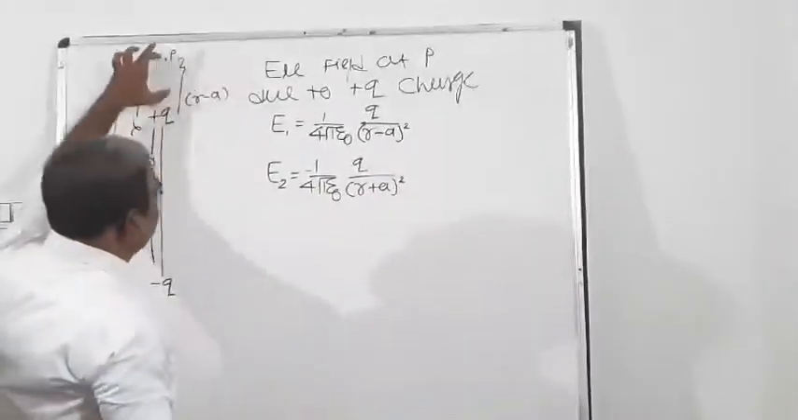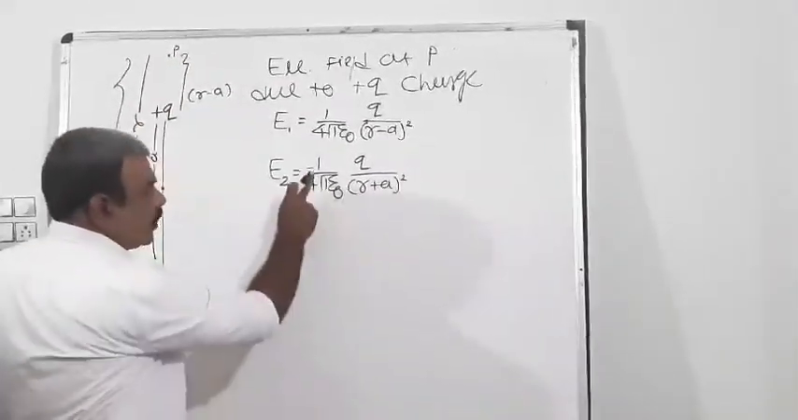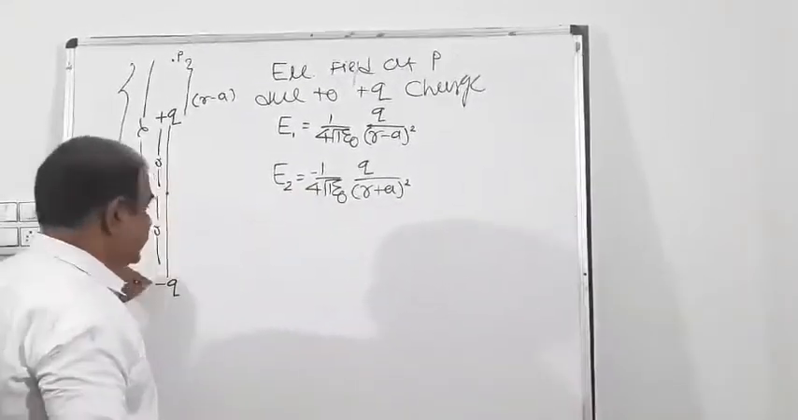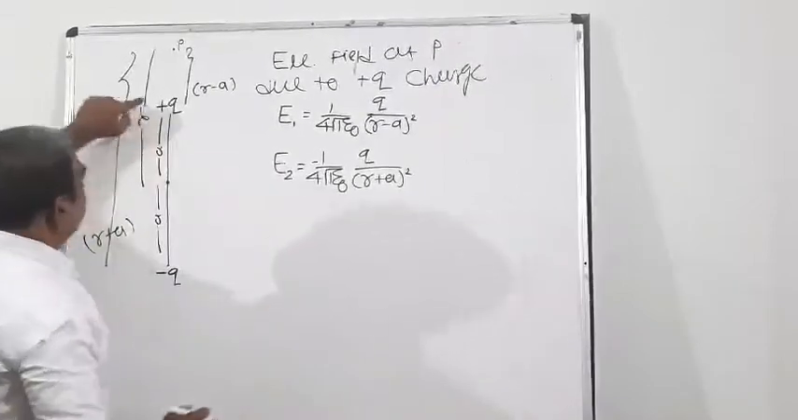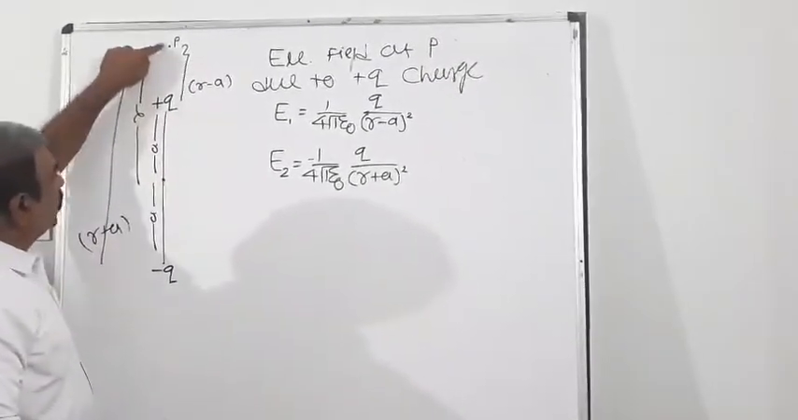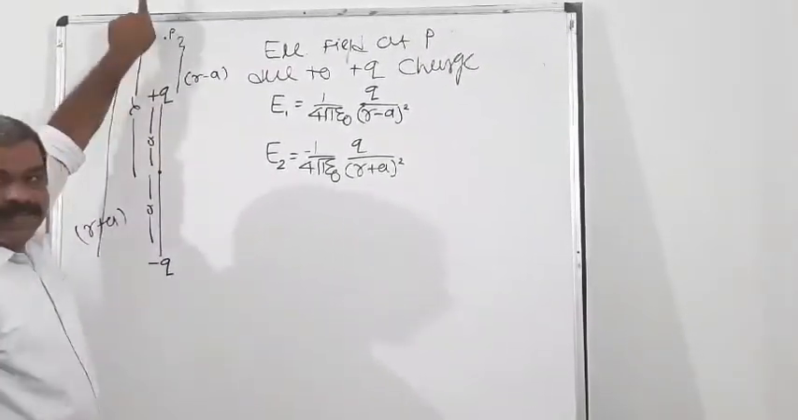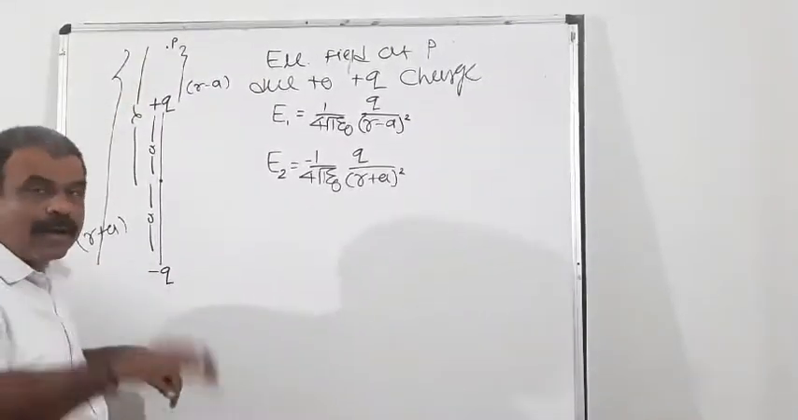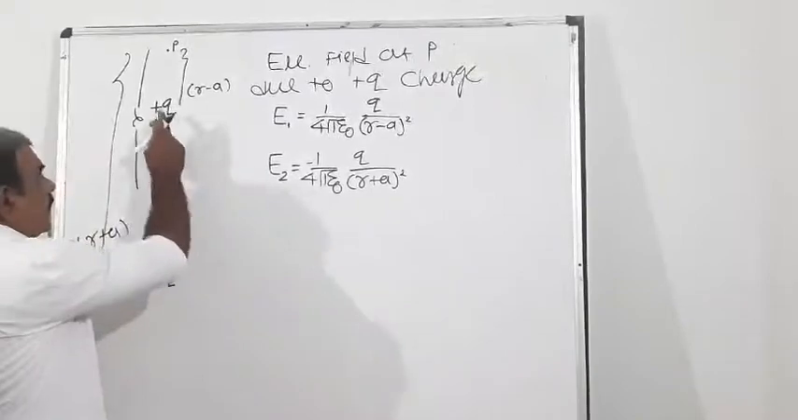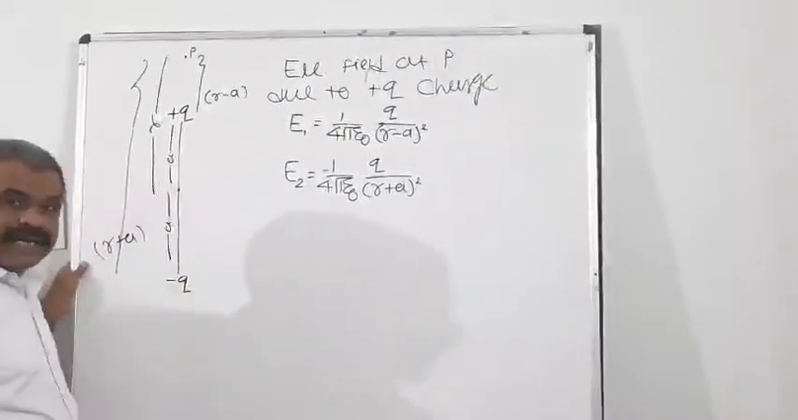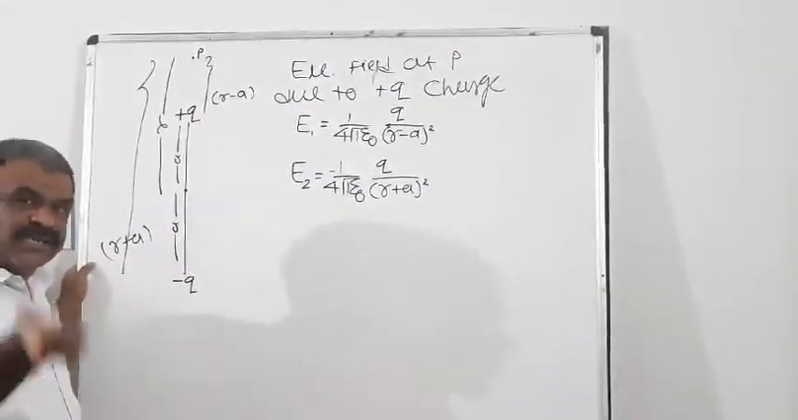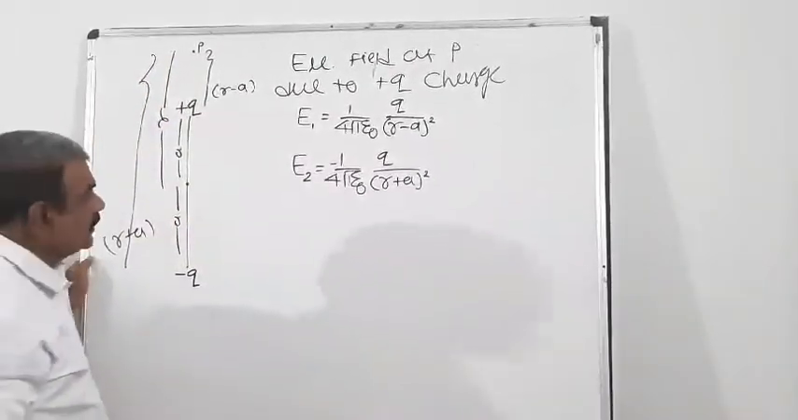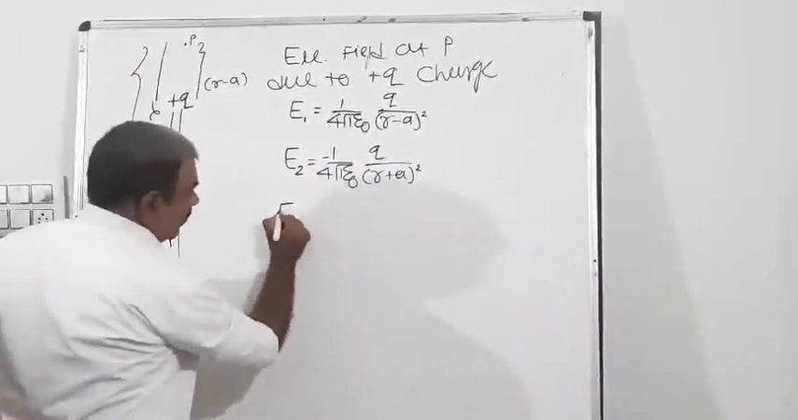So, net electrical field at P, what I said, this minus sign is not of, because this charge is negative. But why minus? Electrical field at point P due to plus Q charge is going upward, while due to minus Q charge is coming downward, correction. Because electrical field intensity at any point due to plus Q charge is away from the charge, and due to negative charge is towards the charge.